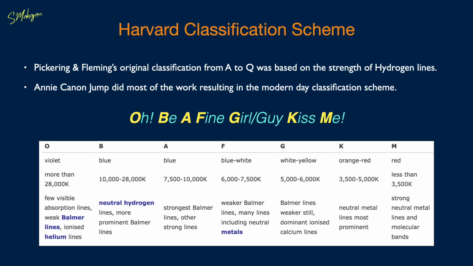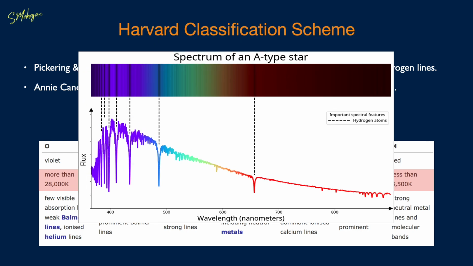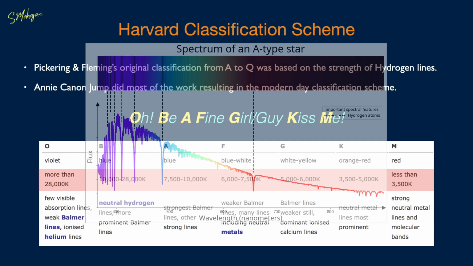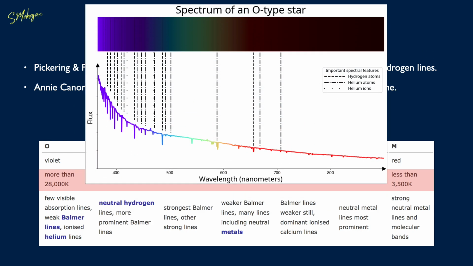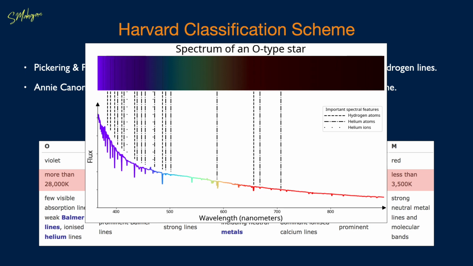The Harvard classification scheme is a temperature sequence of the stellar surface. Generations of astronomers have remembered the sequence using this mnemonic. The fact that Pickering and Fleming's original classification from A to Q was based on the strength of hydrogen lines implies that despite being third in line in terms of effective temperature, the A-type stars have the strongest hydrogen lines, while the O-type stars are the hottest, yet have the weakest hydrogen lines.